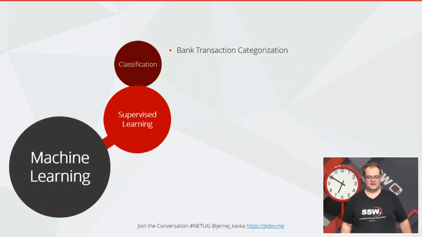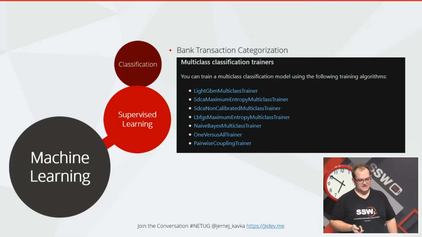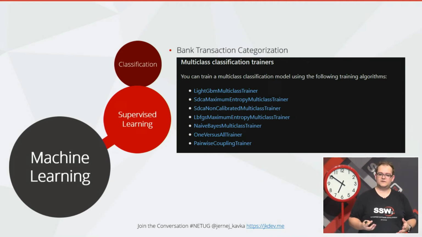If we take the bank transaction categorization, there's another lower-level subcategory, which is called multi-class classification. Multi-class classification allows you to have multiple labels for different inputs, whereas you also have binary classification, where you have only 2 labels, yes or no. And what you also notice is we have a bunch of stuff down below, which Microsoft calls trainers. And why do we need trainers?